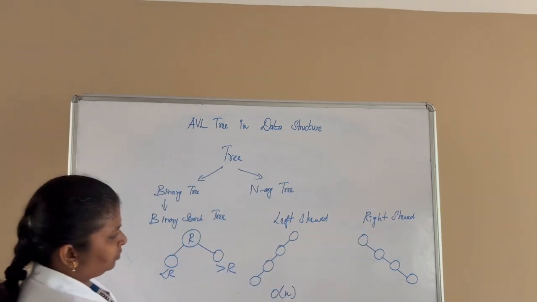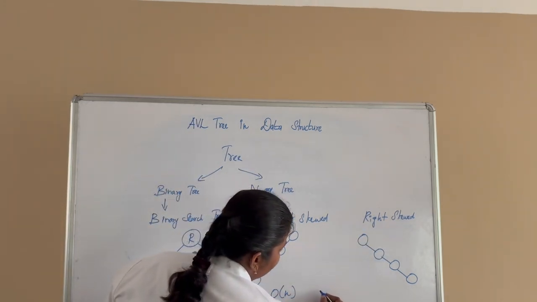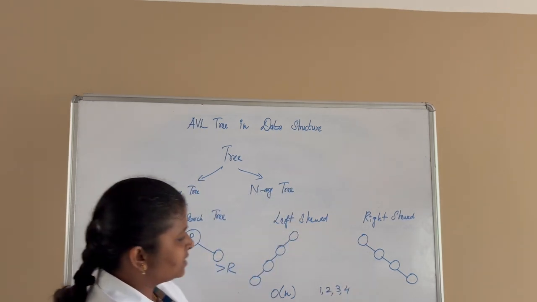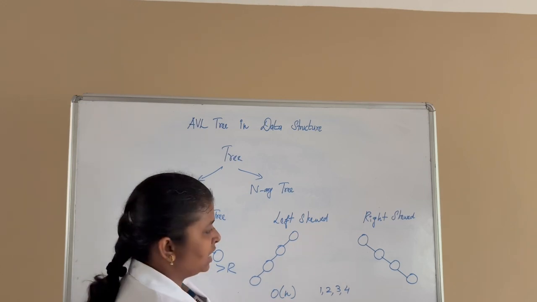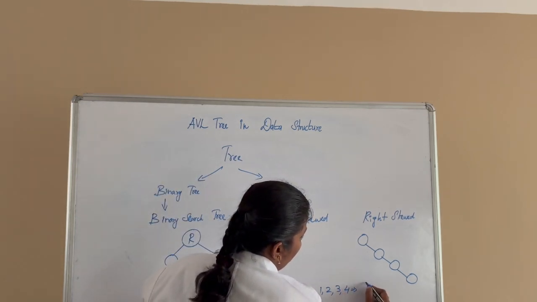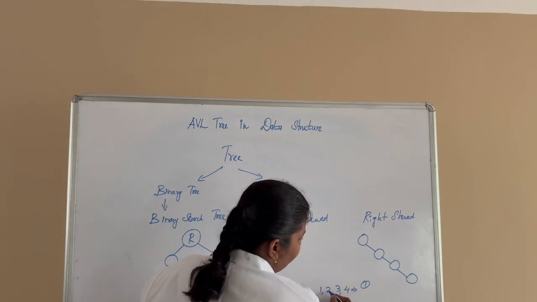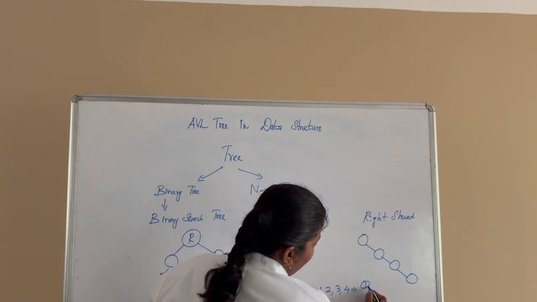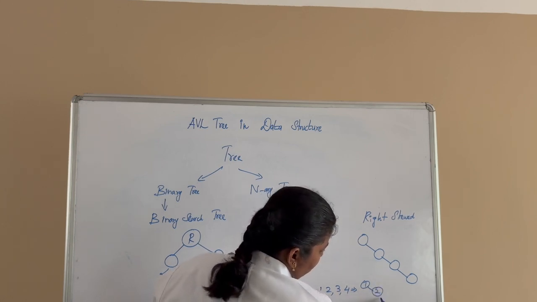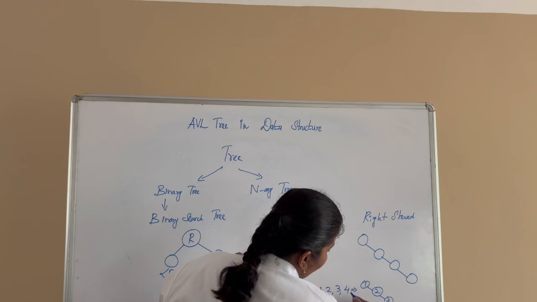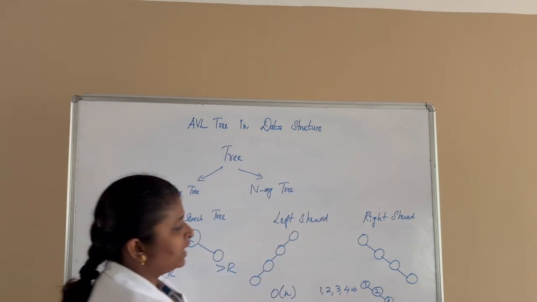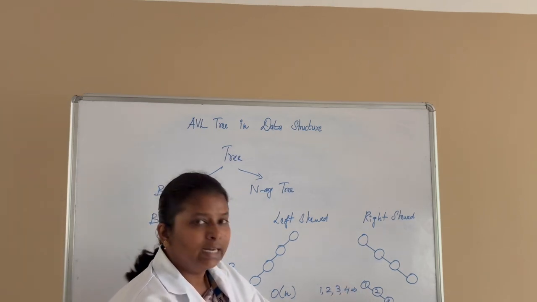So for example, if you take the elements like 1, 2, 3, 4, and you insert them in a binary search tree, the first element will be the root node. The value 2 has to be checked with the root node. It is greater than the root node, so it comes to the right subtree. The value 3 is greater than the root node, so it comes to the right subtree, and the value 4 is greater than the root node, so it comes to the right subtree. So here the tree grows only towards the right side.